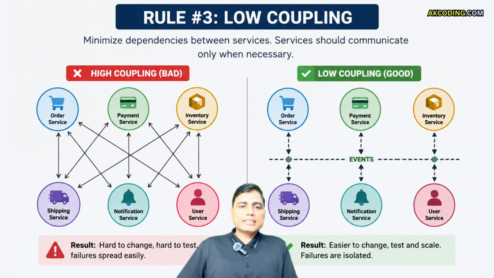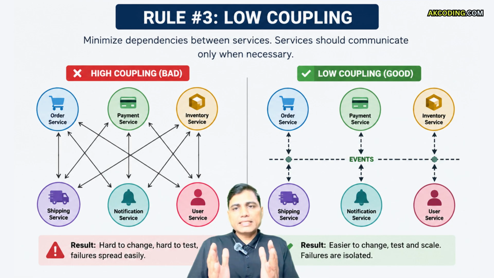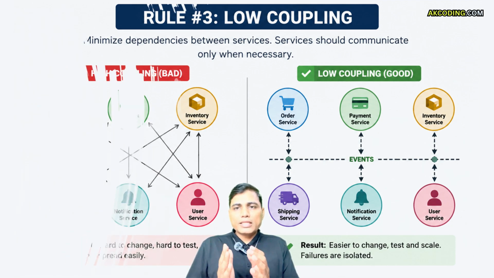A good architecture tries to minimize unnecessary dependencies, like order service will call the payment service using an event based system. Order service will call the inventory service using event based services like Kafka, ActiveMQ and RabbitMQ, instead of tightly coupling everything together.